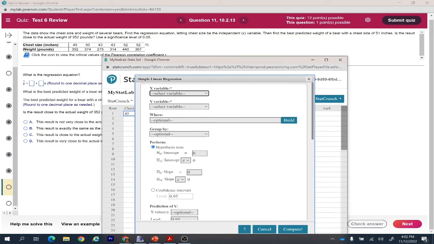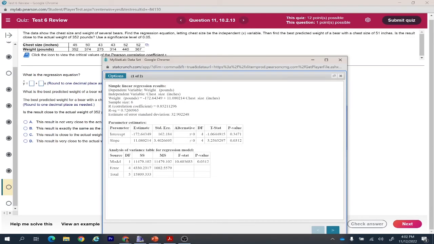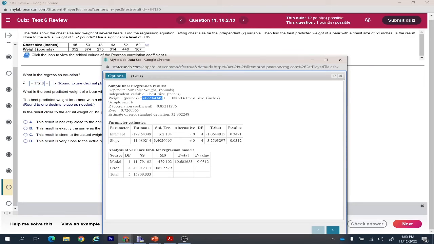So remember, you have to be very careful. X means letting the chest size be the independent variable. So chest size is x and weight is our y. By hitting Compute, we find this relation. So weight in pounds is equal to, this is our regression line. This is the value we are going to copy, but we need to round it to one decimal place. So negative 172.6, that's the y-intercept, and the slope is 11.1.